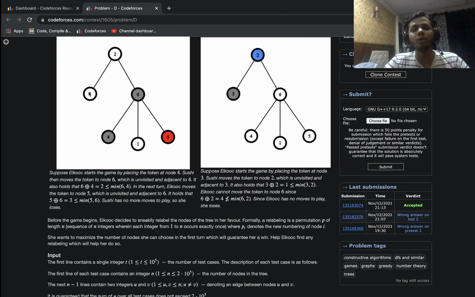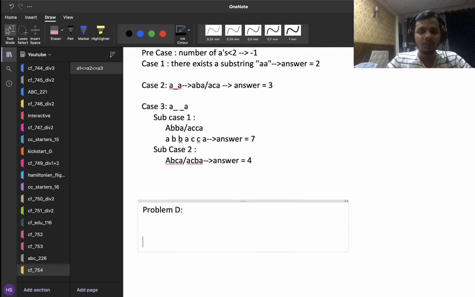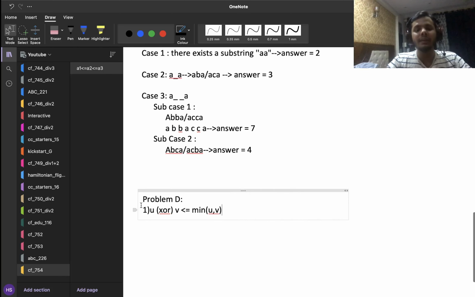So problem D. First of all, we are going to tackle the third condition which is given to us, which is that the bitwise OR of u and v is less than or equal to the minimum of u comma v. Now let's try to break this condition down and see what it actually implies.